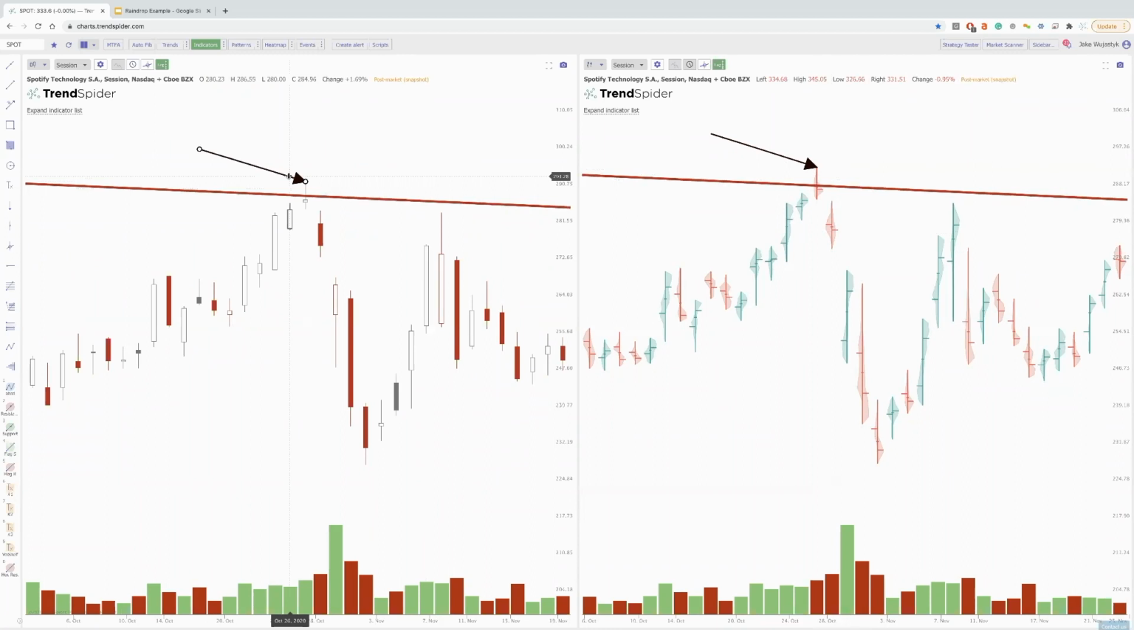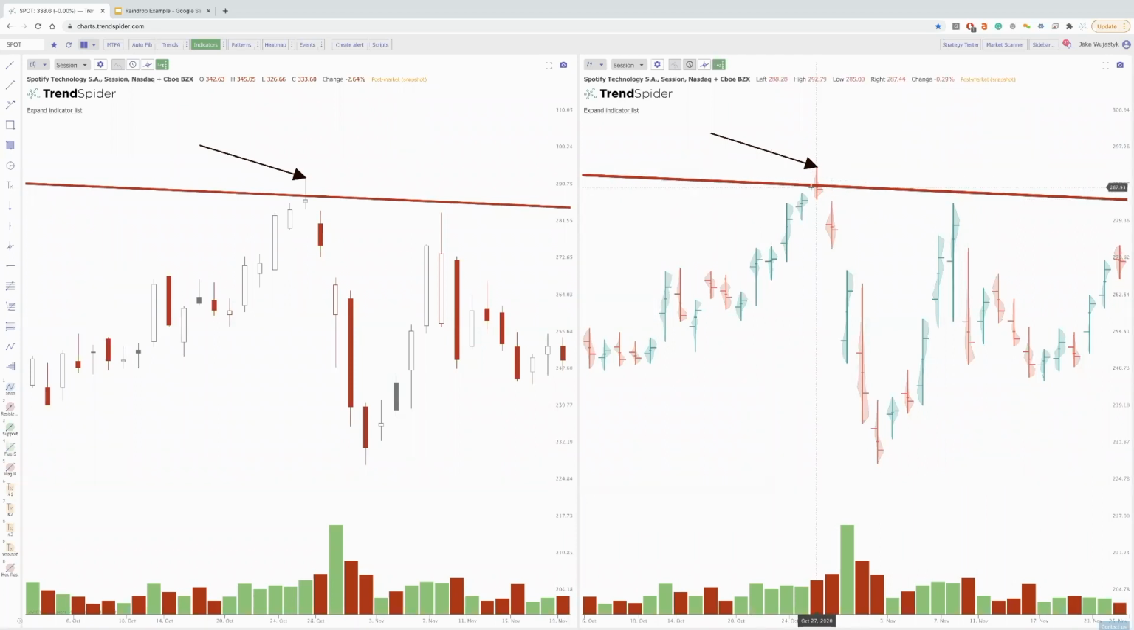So you can see this wick, we moved through this resistance line intraday, but we actually closed below this line to end the day. And here you can see there's really no volume at all during that intraday price action. It's pretty much flat. We know that price moved up on likely very low volume because there's barely any volume here at the top of the range.